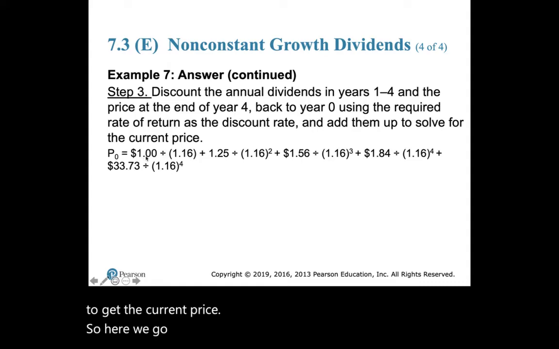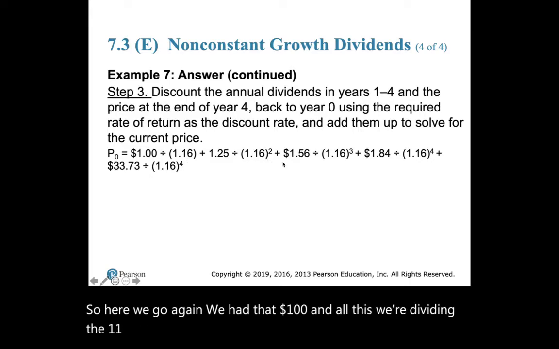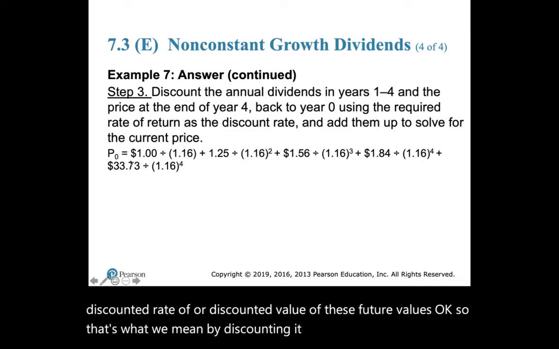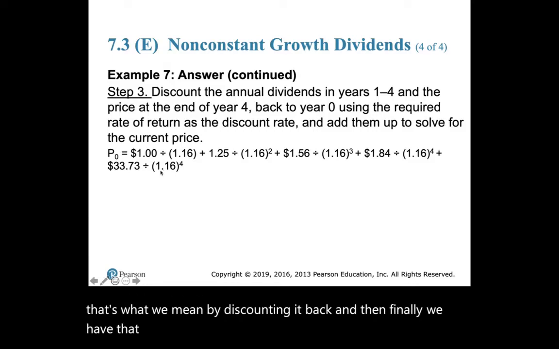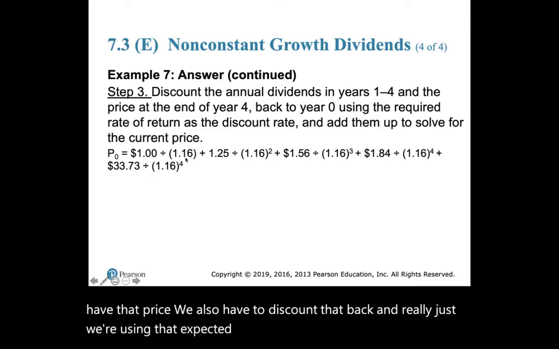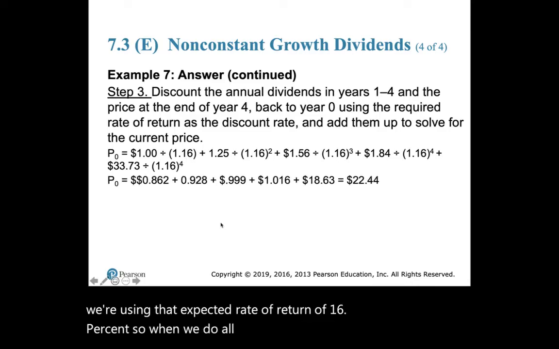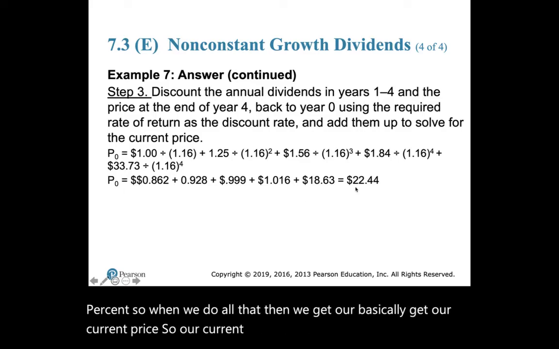Again, we have that $1, and all this we're dividing by 1.16, 1.16 to the 2, 1.16 to the 3. All that is just showing the discounted value of these future values. Okay, so that's what we mean by discounting it back. And then finally, we have that price. We also have to discount that back. And really, we're using that expected rate of return of 16%. So when we do all that, then we basically get our current price. So our current price is $22.44.